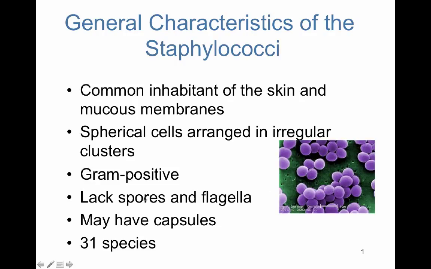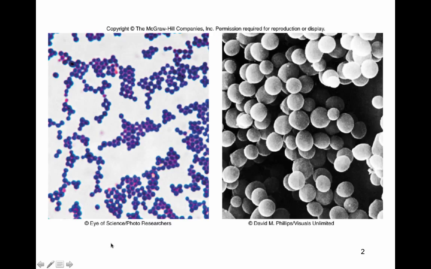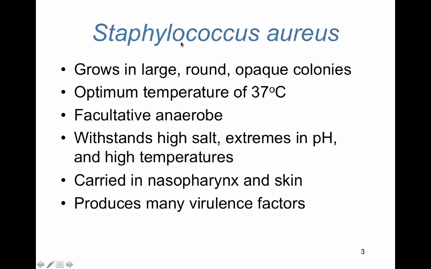They do not have spores or flagella. They may have capsules, and there's over 30 different species within this genus. So remember, coccus single cell, gram-positive, so they appear purple following the gram staining protocol, and they are arranged in a staph irregular cluster arrangement. Now, specifically, Staph aureus is found within the nasopharynx and the skin.